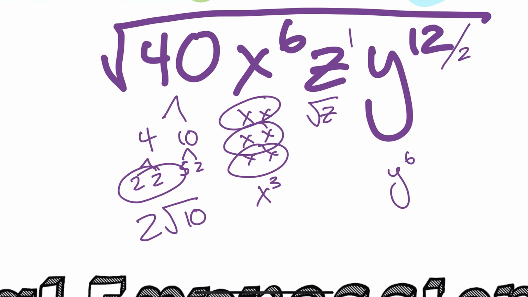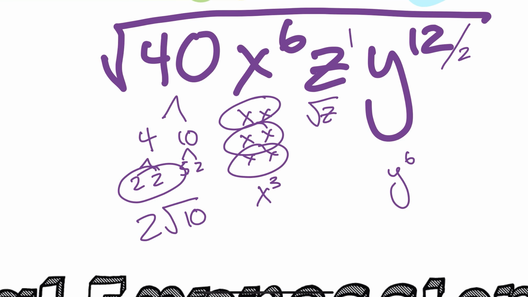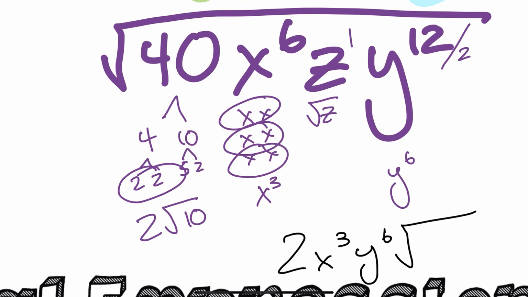All right, again, I'm just going to take all of my pieces to write my answer. So I have a 2 on the outside, an x to the 3rd on the outside, and then y to the 6th on the outside. Okay. Then I need my radical because we just have one piece that's staying in, and that's going to be that 10. And that will be my answer for number 8. I'll give you a second to write that down.